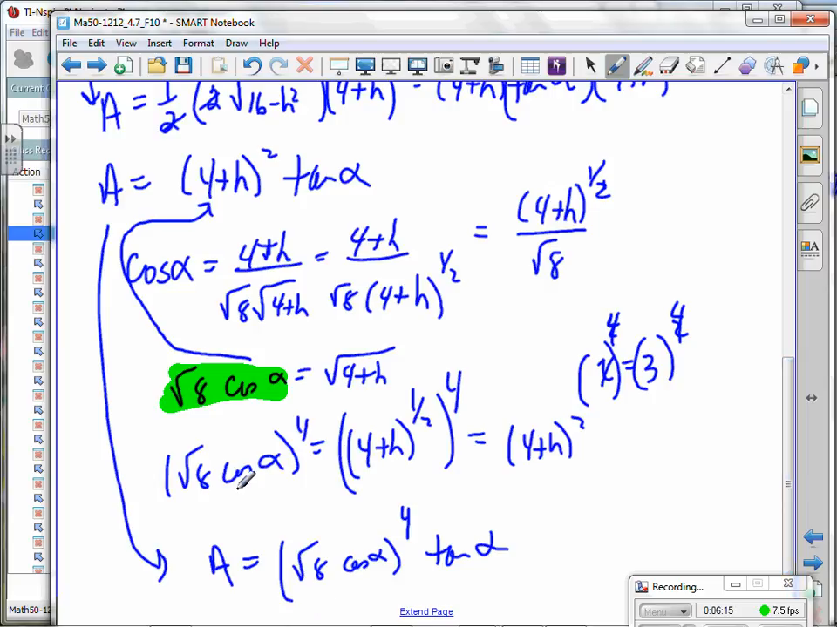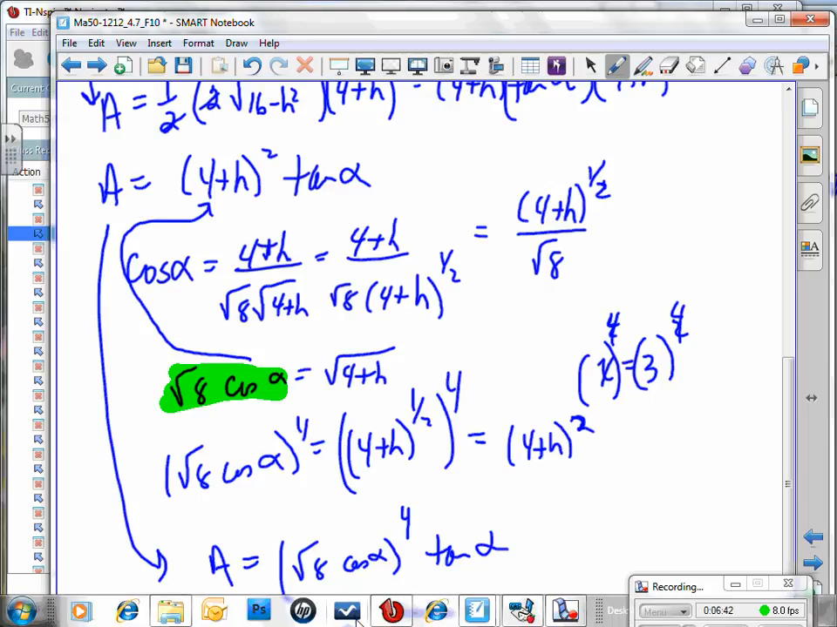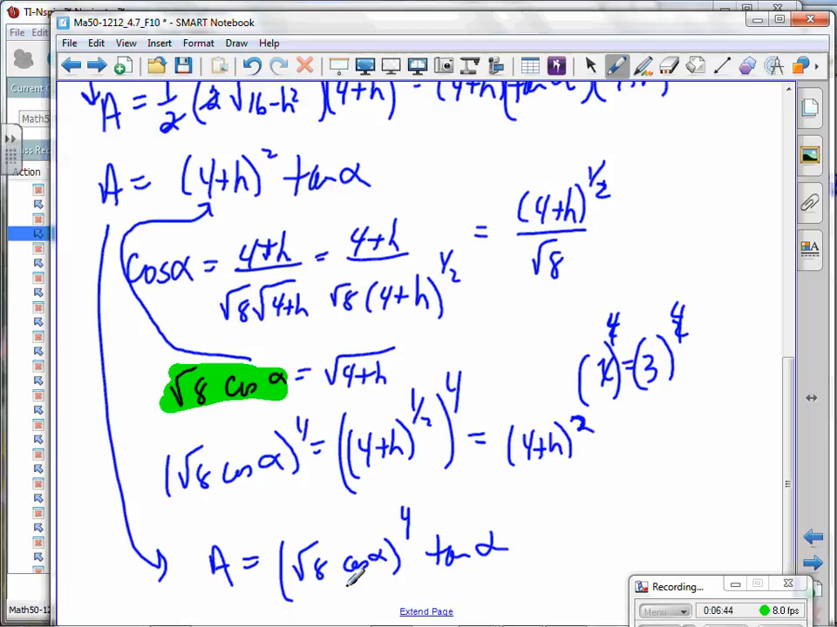And so we end up with... let's see here. How do we go to the fourth power? Okay, because if I squared, I just get 4 plus h, and so if I take it to the fourth power, I would end up with 4 plus h quantity squared here. Okay, so I end up with area can be computed in this manner in terms of alpha.